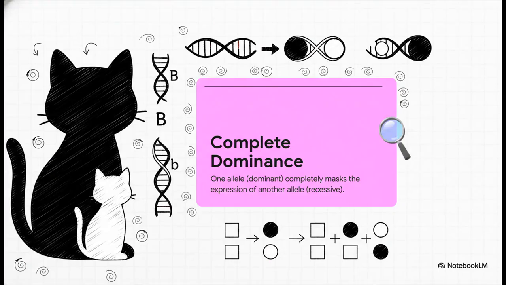So, what'd you get? Complete dominance is basically when one allele, the dominant one, just completely masks the other, the recessive one. Think about it like this. If a cat has just one dominant allele for a black coat, guess what? The cat's going to be black. The white coat gene might still be hanging around in its DNA, but it's totally silent.